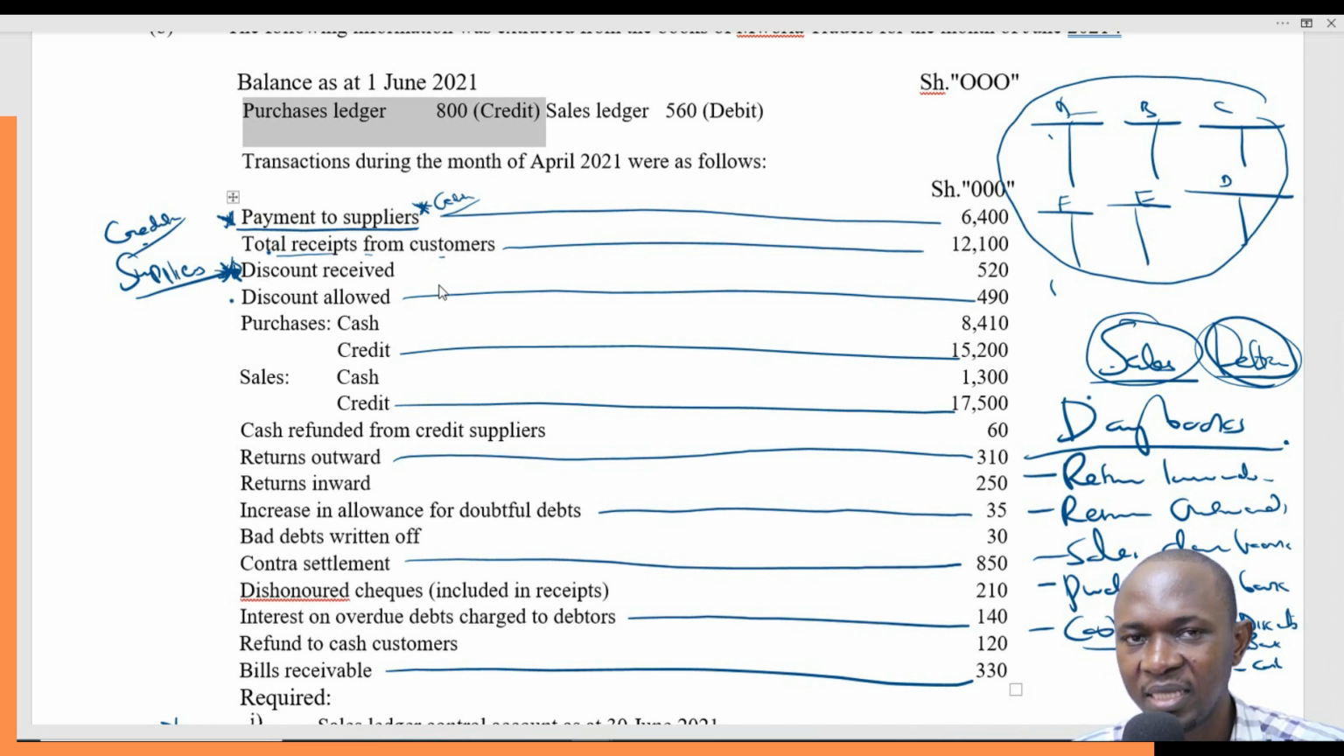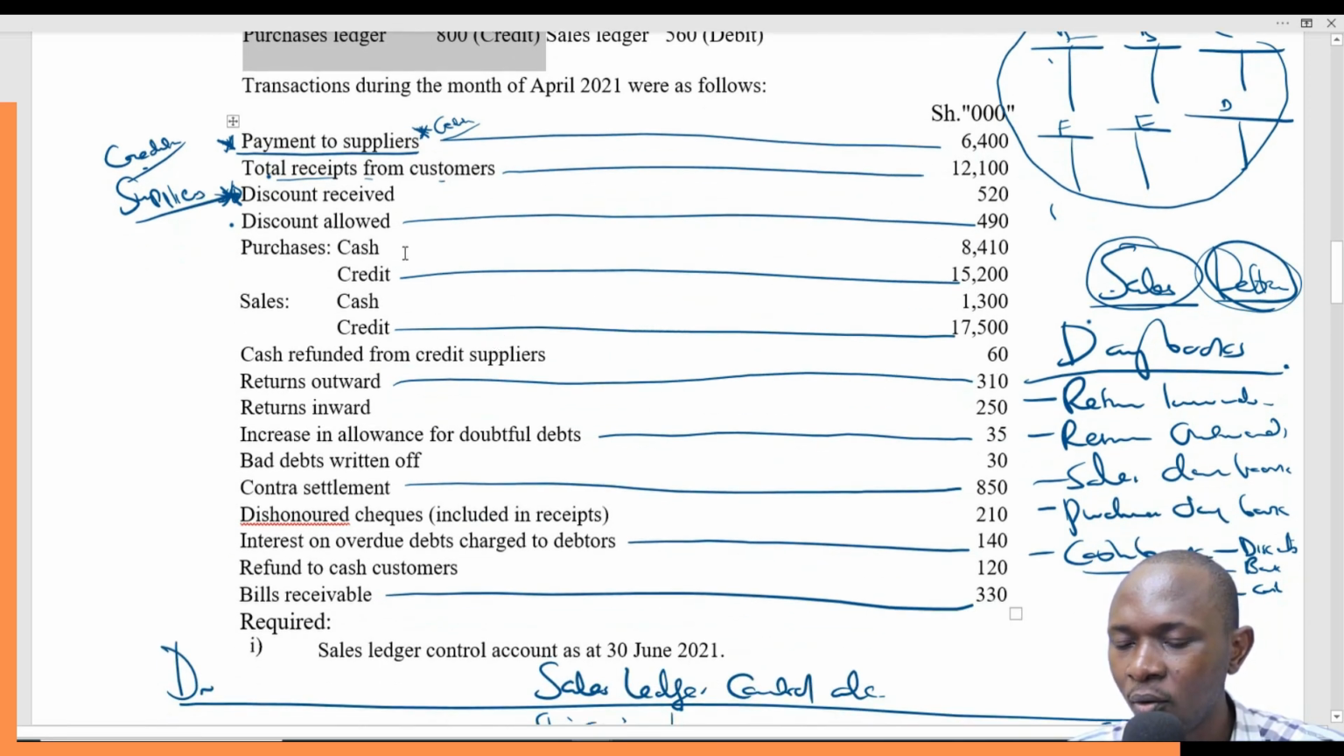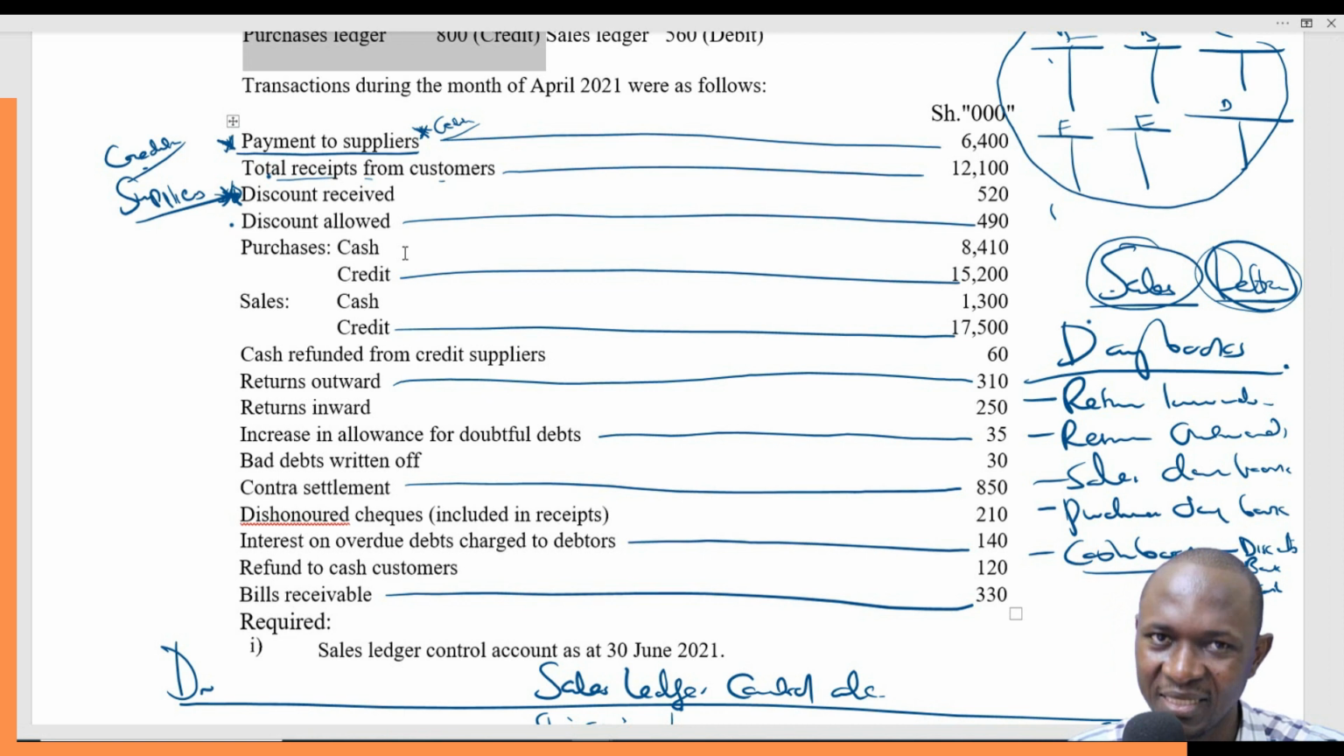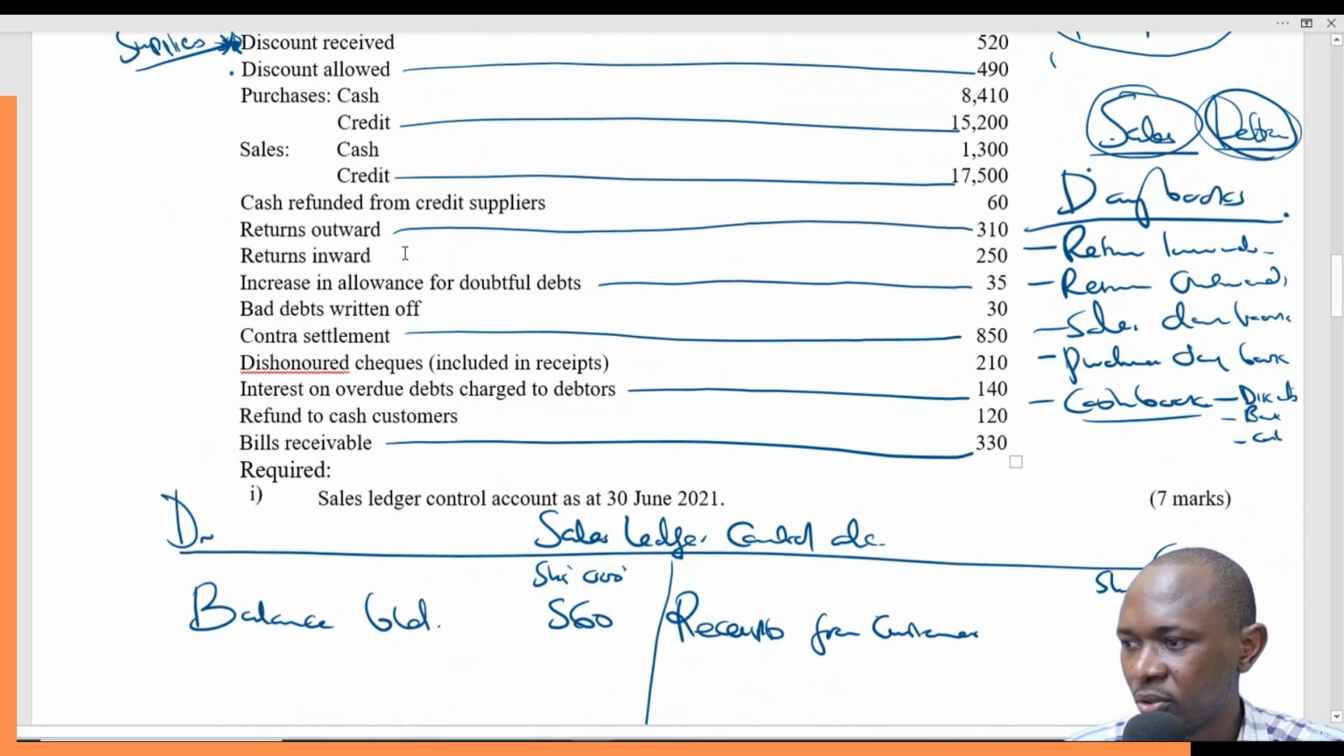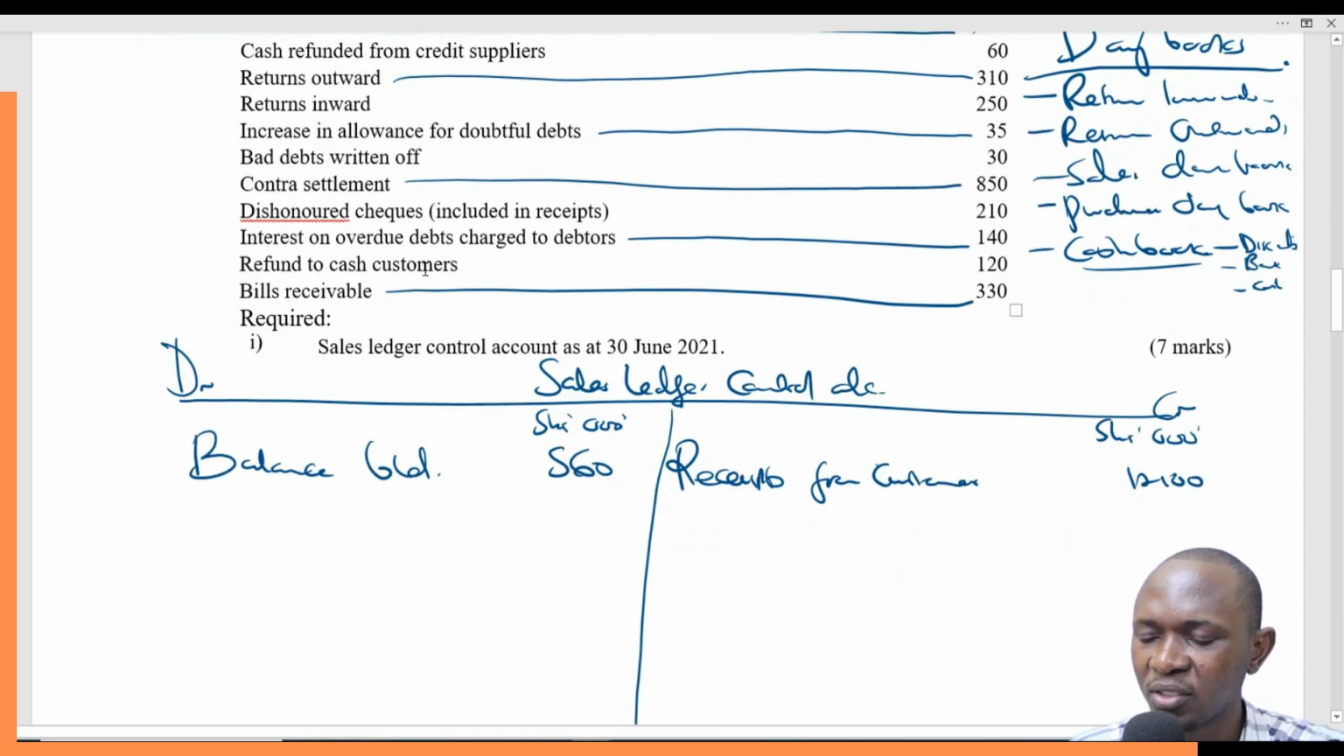Discount allowed. It is the business that allows. We allow discount to the customers. So it is the customers who receive discount. The business allows. We are maintaining the books for the business. So because we allow, what that means is that the customers will receive discount, so they will pay us less. So that has the effect of reducing what the customers or debtors owe us. So we'll simply say here, discount allowed.